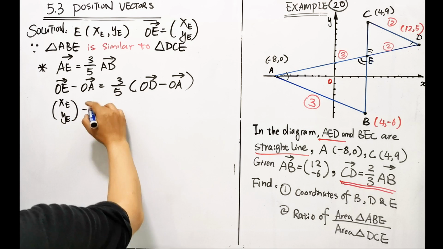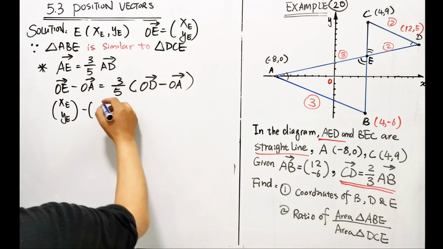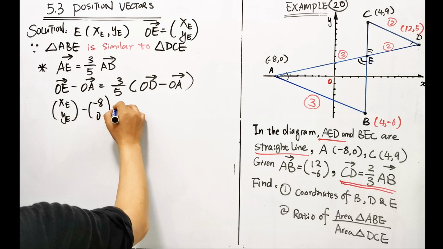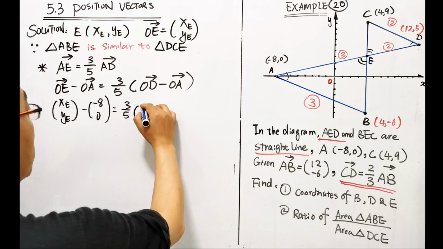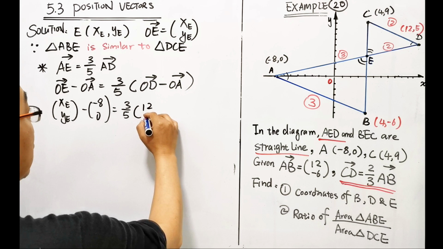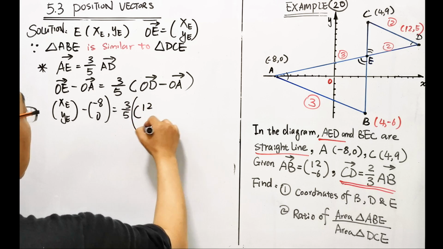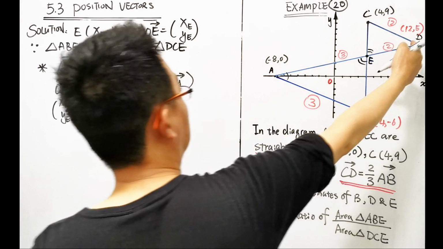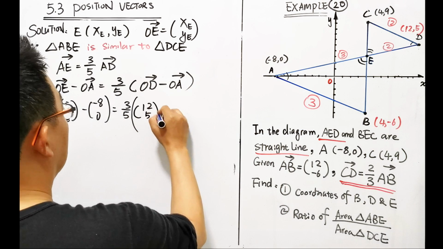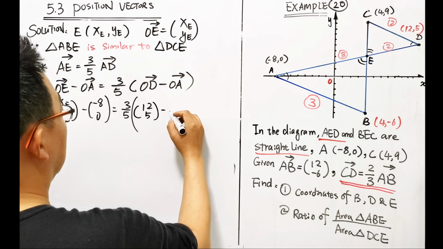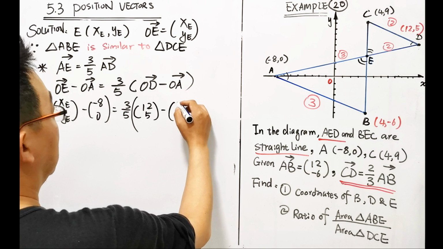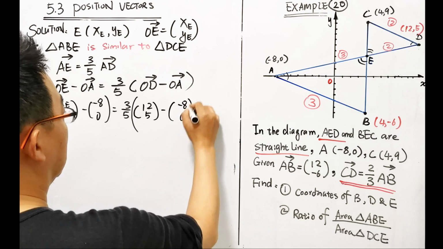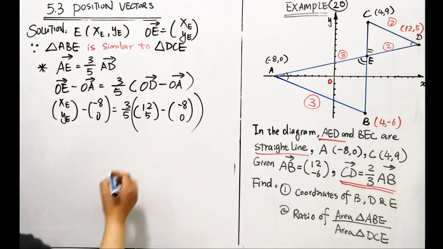OA. Where do you know OA? OA is known. So OD. What's the OD? OD we also know already. And minus this OA is what? What is B? Right? So let's continue.